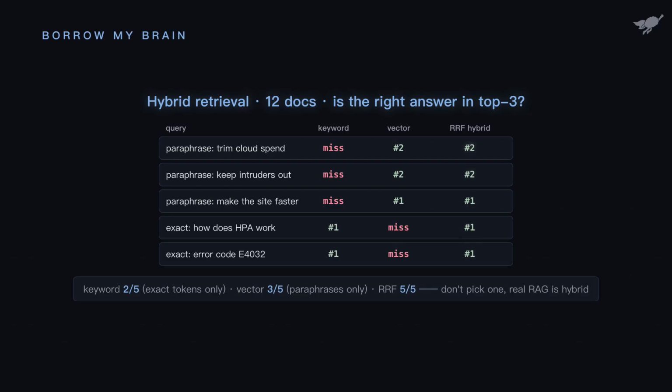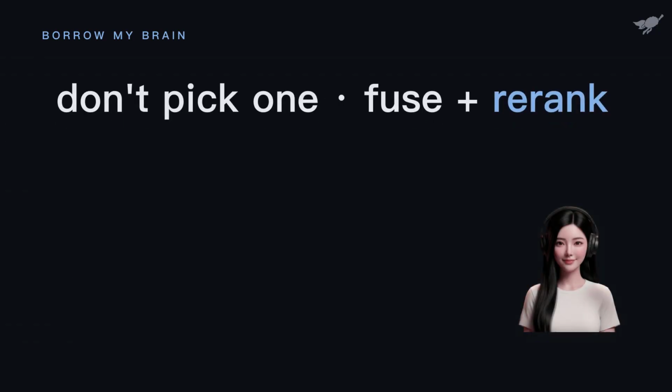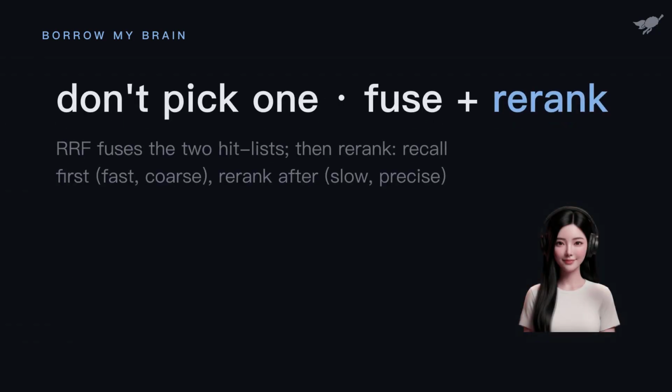How do you combine them? With a trick that's dead simple and works ridiculously well. Reciprocal rank fusion, RRF. Each retriever gives a rank, and a document's fused score is just across every list, 1 over its rank, added up. The higher it ranks, the bigger its contribution. After fusion, all 5 queries. Every one hits. Don't pick one or the other between vector and keyword.